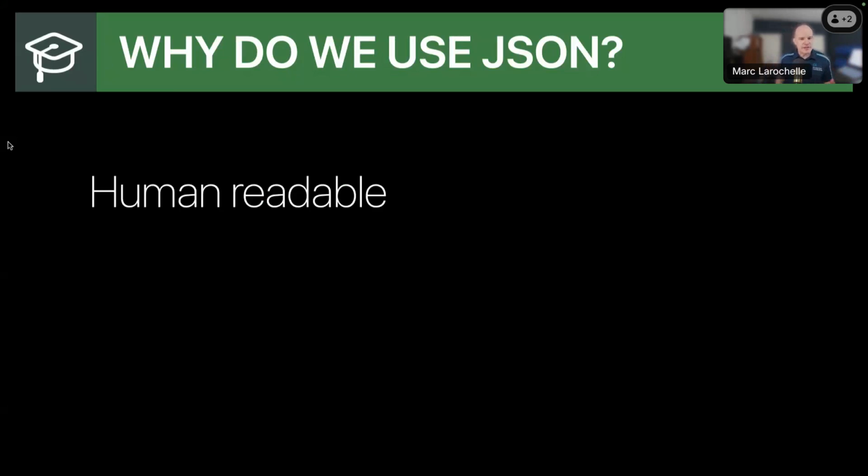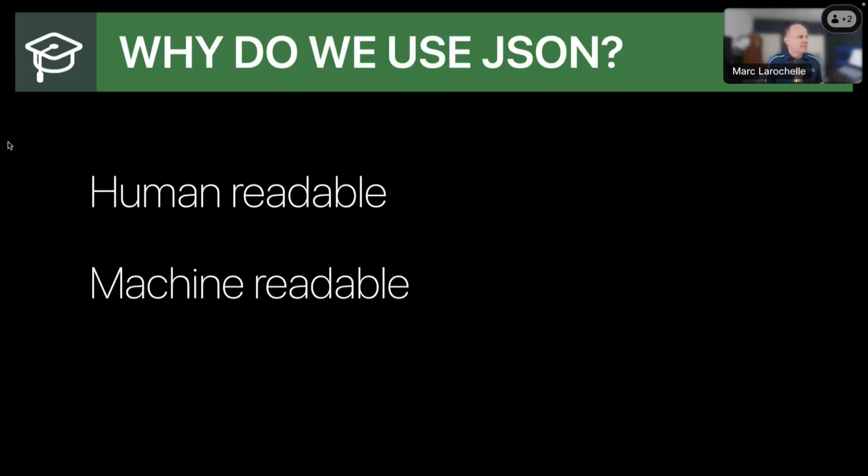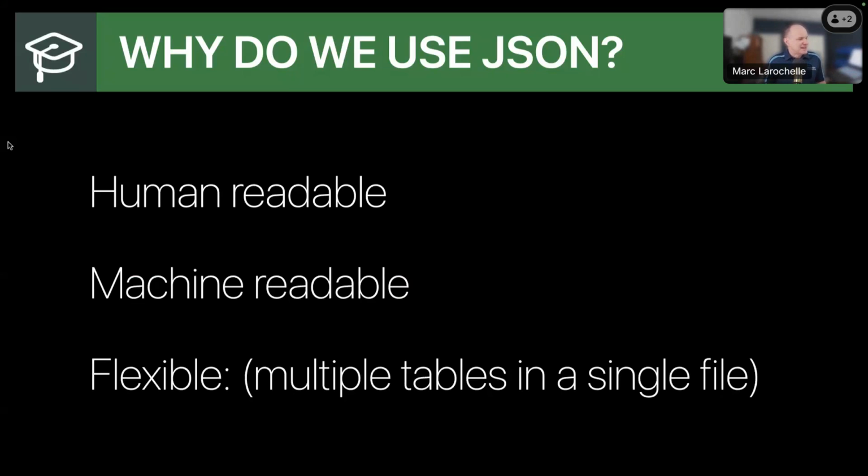So here's huge things about JSON. It's human readable. You're able to look at a bunch of JSON, and it's very easy to read because you can see, in a sense, the field names and the data. It's also machine readable, which is obviously required for machines to read it. And it's very flexible. You can store multiple tables in a single file, which is something very difficult, if not impossible, to do with other constructs such as CSV.